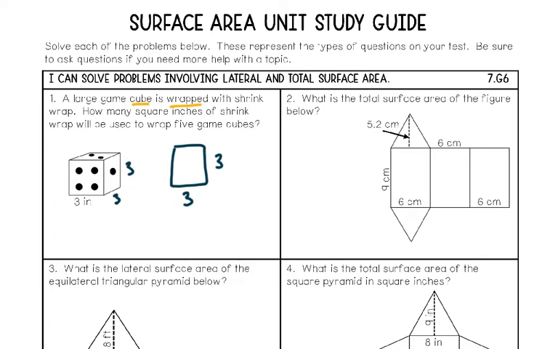And if I want to find the area of a square or any rectangular parallelogram, I do base times height. 3 times 3 is 9. And there are 6 of these. So 6 times 9 is 54. So there's 54 square inches for this game cube.